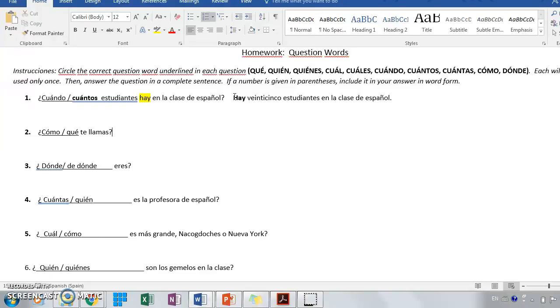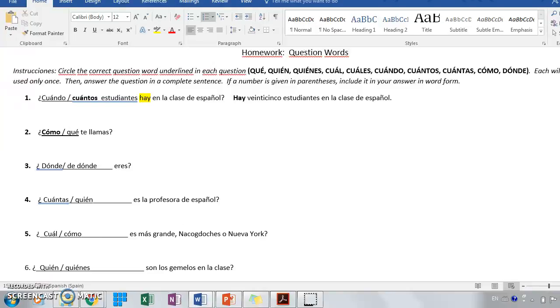Número 2. ¿Cómo or qué te llamas? Alright, well we know that the question we're going for is what is your name? But if you remember, the verb llamas, or the verb llamar, does not literally mean name. What it literally means is how do you call yourself? The question word that we need is ¿cómo? Okay, ¿cómo te llamas? And hopefully this is so automatic from using it over and over again that you know how to answer it without thinking.